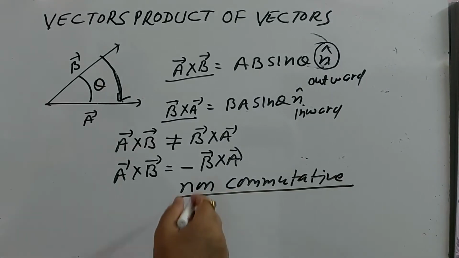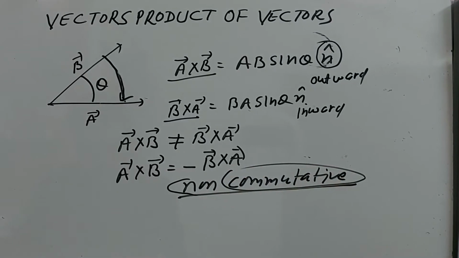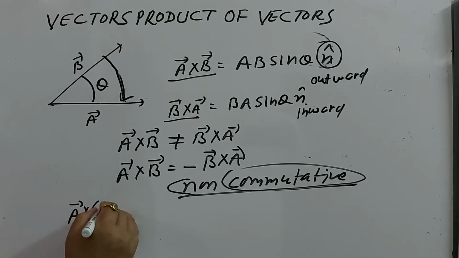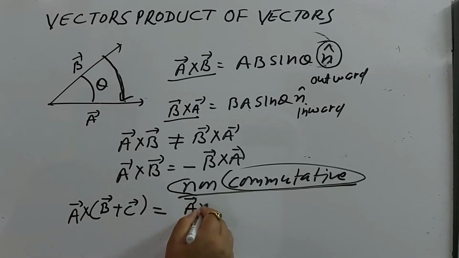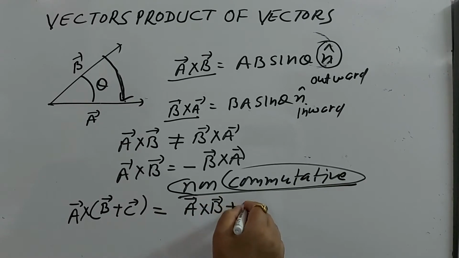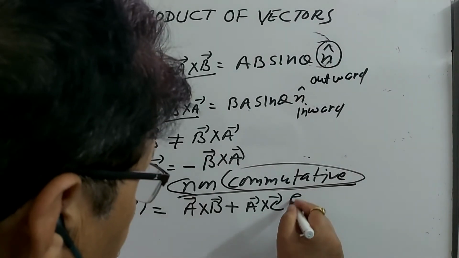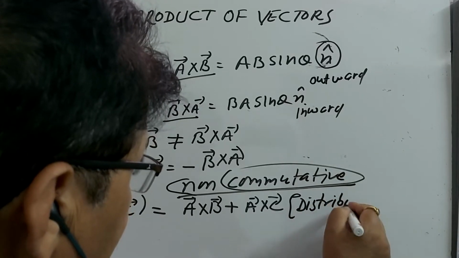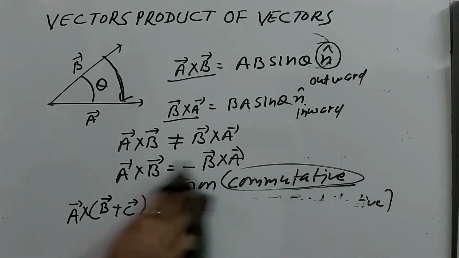This vector product does not follow the commutative rule, but it follows the distributive property. The distributive property is A cross (B vector plus C vector) equal to A cross B plus A cross C. This is followed, and at the same time it does not follow the associative law.